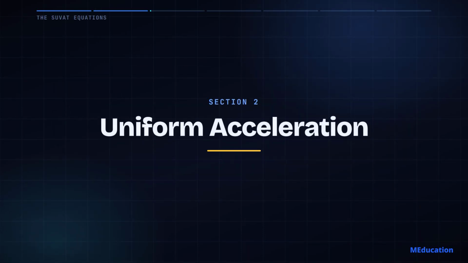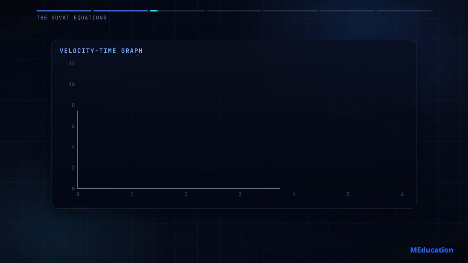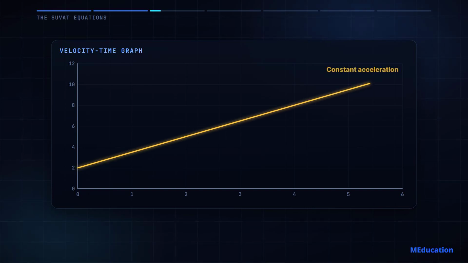When an object moves in a straight line with a constant acceleration, we can describe its motion perfectly using 4 algebraic equations. We derive these from a velocity time graph. The single vital condition is that acceleration must be constant. On a velocity time graph, constant acceleration is a perfectly straight line. The gradient is the acceleration, and the area under this trapezium is the displacement.